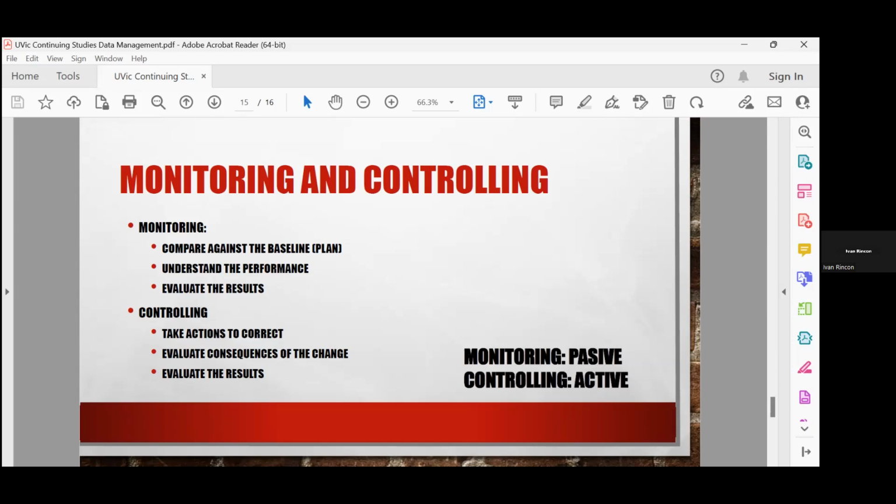You should be able to monitor and control the project regardless of the approach that you have. And this is the other thing that is important from the project management perspective, right? Because if you can't do monitoring and controlling, you basically doom the project. Because this is what projects change all the time. This is what makes the management successful or not, right? So these are the different pieces. Monitoring is passive, controlling is active, okay?